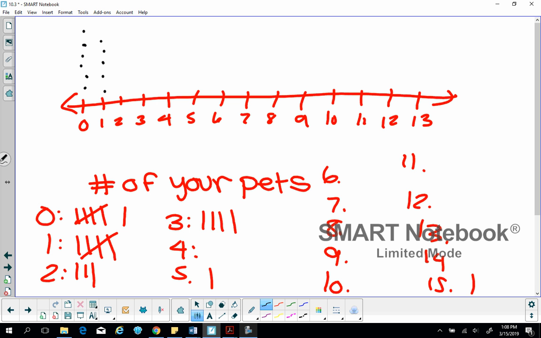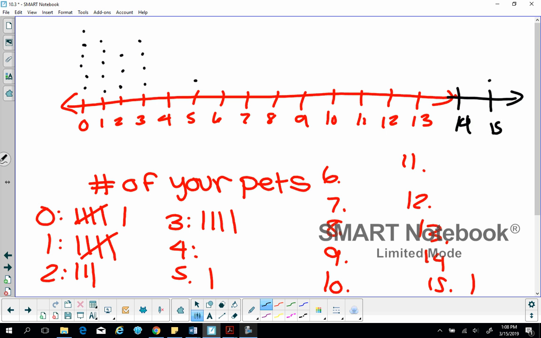How many people have 2 pets? 2 pets. 3 is 3. How many people have 3 pets? 4. You forgot another dot. 1, 2. There you go. How many people have 4 pets? 0. I don't put anything. 5 pets? And then here is Pablo.